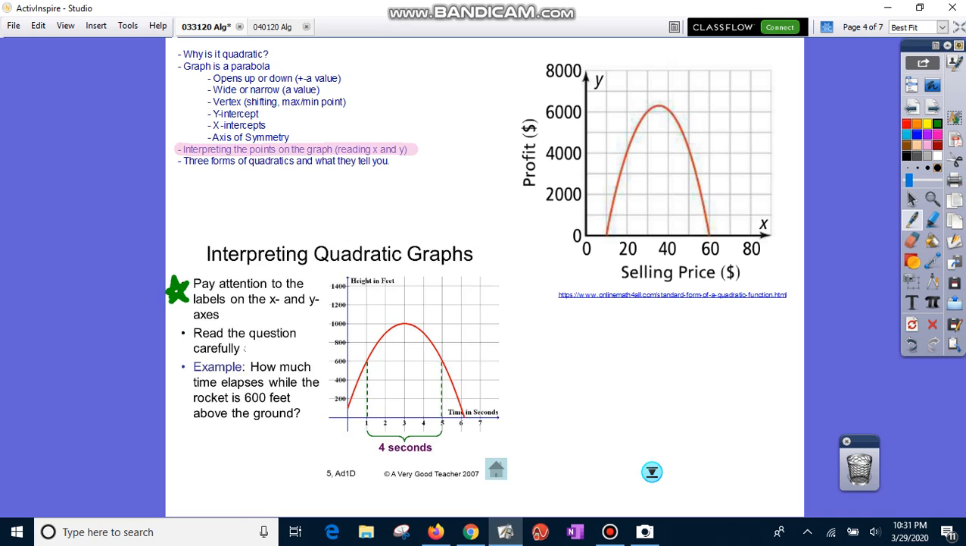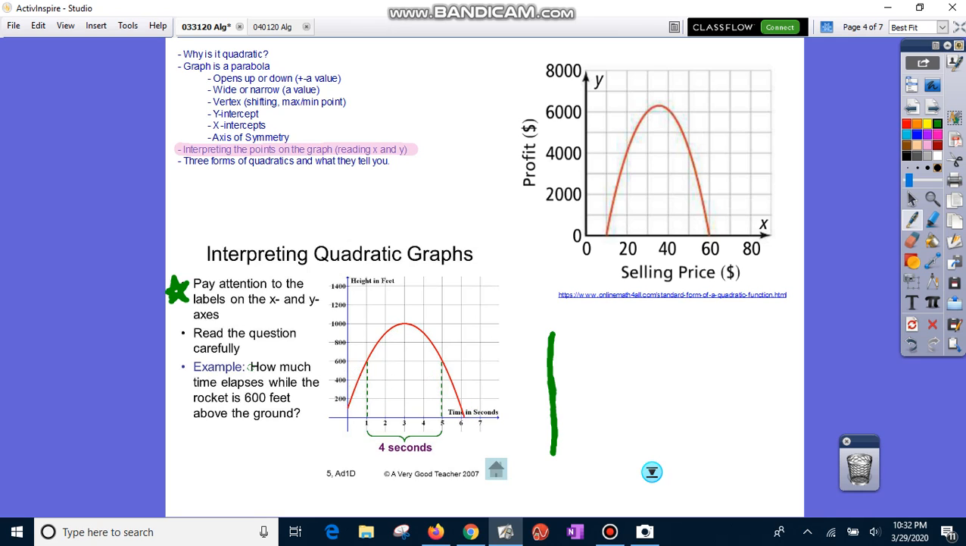Make sure you read the question carefully. Think about what it's asking. This one asks how much time elapses while the rocket is 600 feet above the ground. So this is giving a rocket's trajectory. Again, you don't have all the information, but a rocket, how far it is above the ground after how many seconds. Remember, the rocket is going to take off and go straight up, and then come straight back down. So this distance here is not based on the distance it's covering. It's not actually doing this. It's just the time that it takes to do each one of those things.